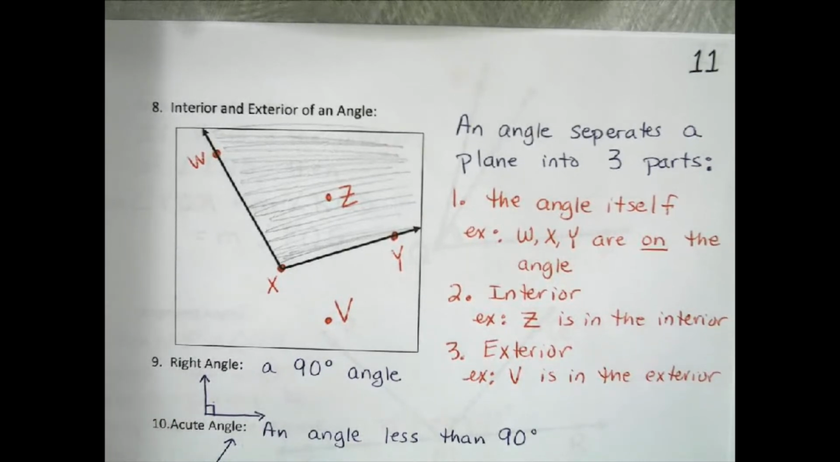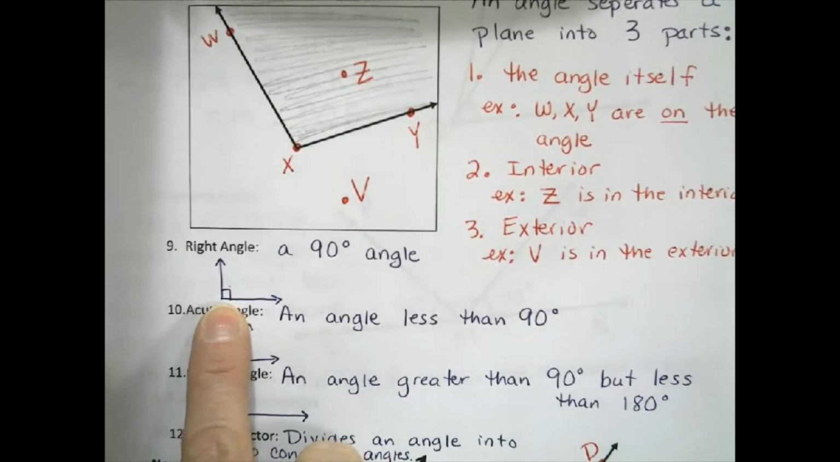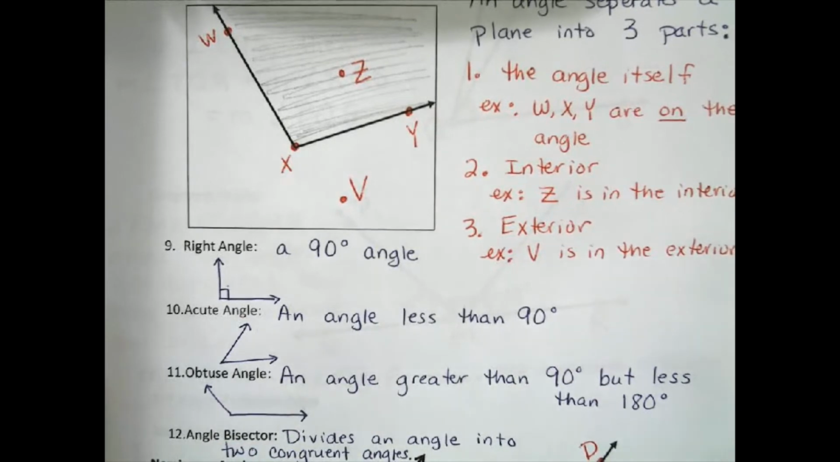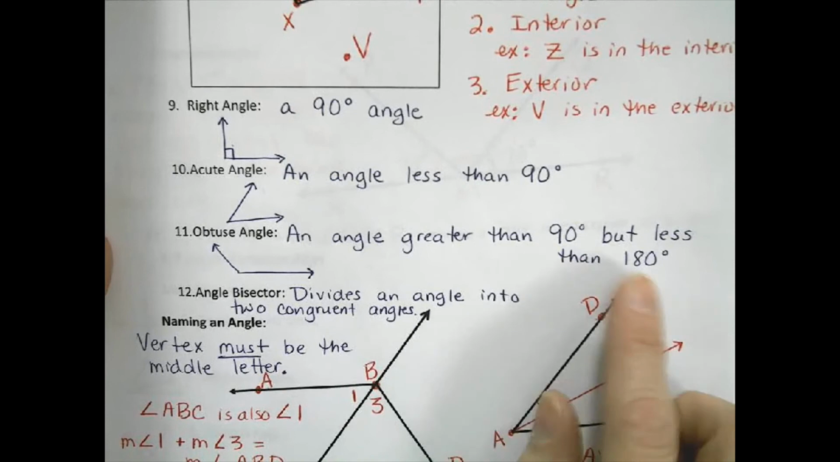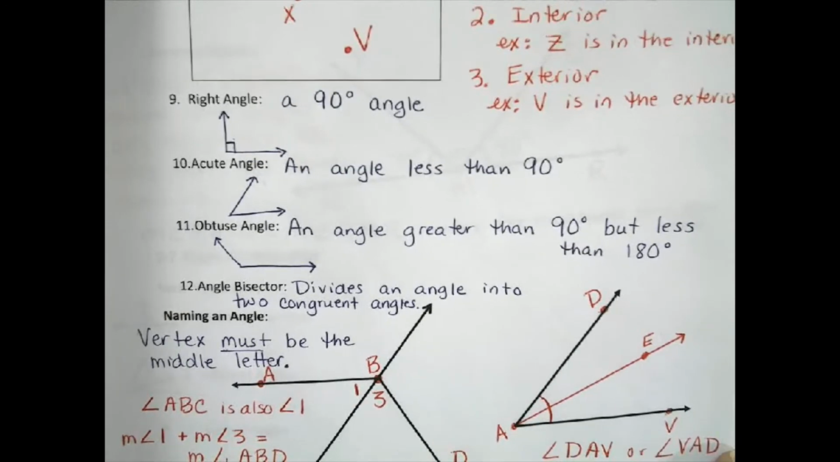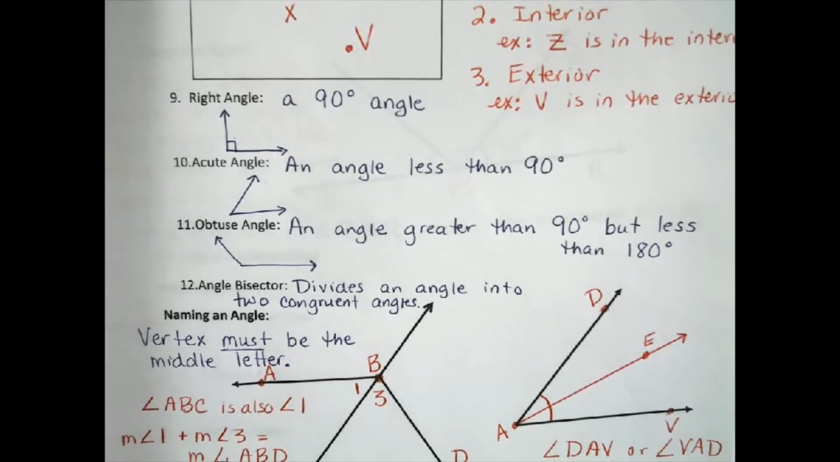A right angle has a symbol that looks like this in the corner or in the vertex of the angle to indicate that it's 90 degrees. Acute angles are angles less than 90, and an obtuse angle is an angle that's greater than 90 but less than 180. An angle bisector is actually another ray inside of an angle that divides an angle into two exactly the same size pieces, so it makes two congruent angles.